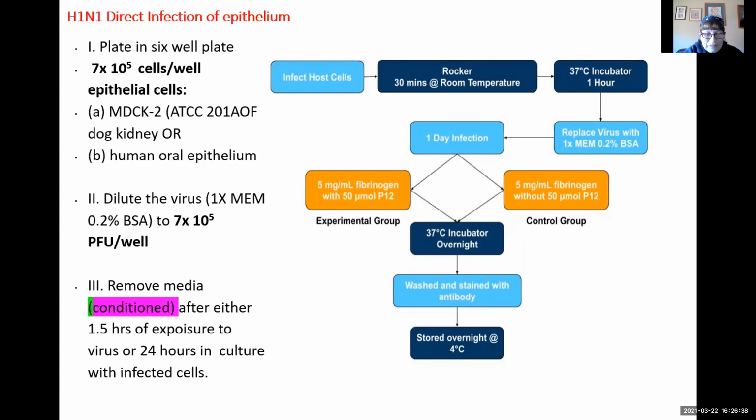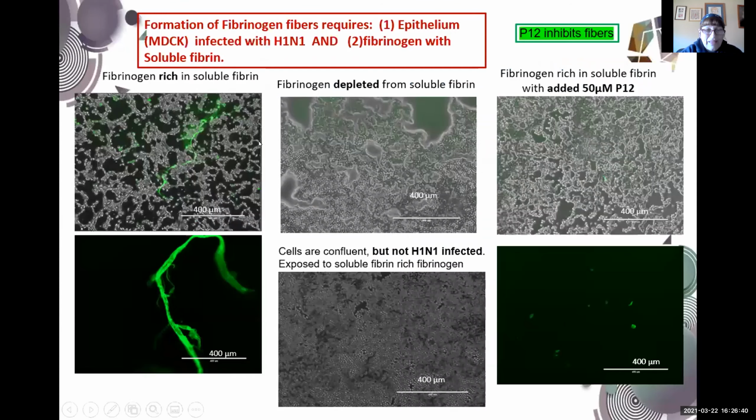So we exposed it to fibrinogen, and what do we find? We find that here are the cells, and lo and behold, we see these huge fibers now form on the infected epithelium. And just like Dr. Galanakis had predicted, we only see it if there is soluble fibrin in the fibrinogen concentration. If you deplete the soluble fibrin, nothing happens. And if you add P12, nothing happens. And this is with direct infection.